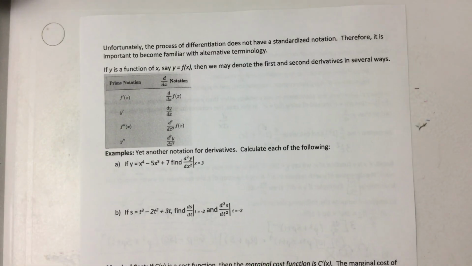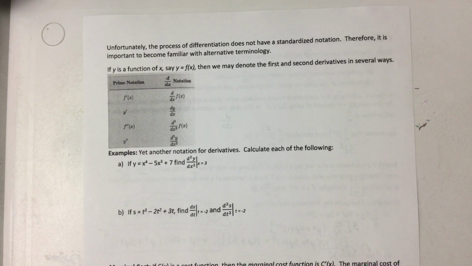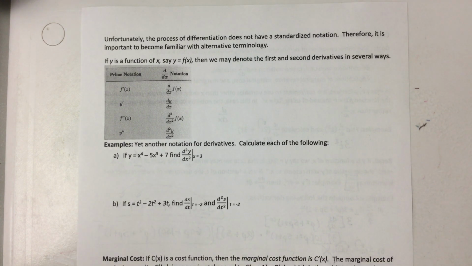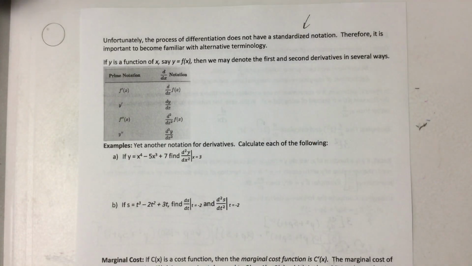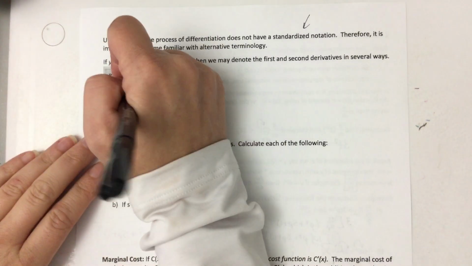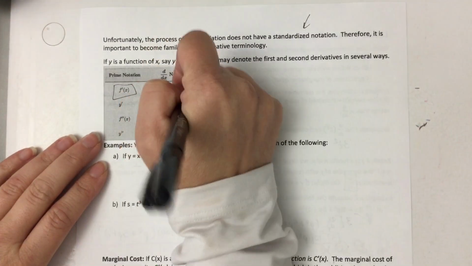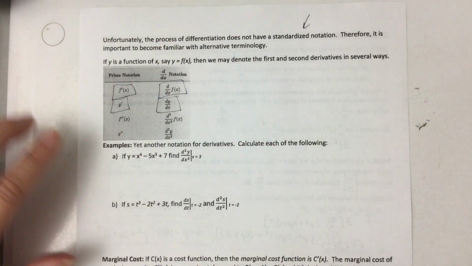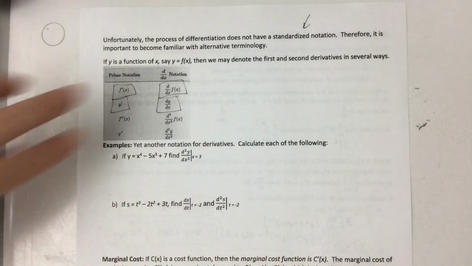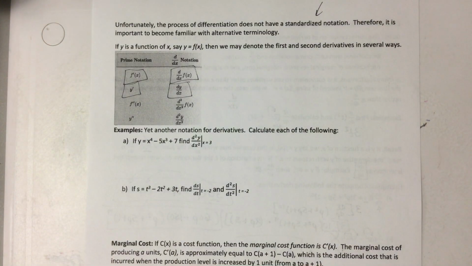Unfortunately, the process of differentiation does not have a standardized notation. So what happened is mathematicians kept inventing new ways to do derivatives, and they all kind of had their own little notation. So there's not a standard notation, meaning it's important that you're familiar with the terminology and the way that they say this. This is a derivative. Here's a way to say a derivative. Here's the way to say a derivative. So if you see any 4 of those notations, it means the same thing.